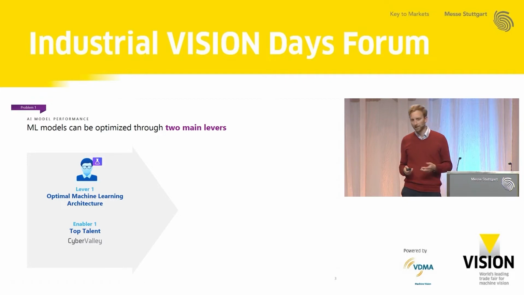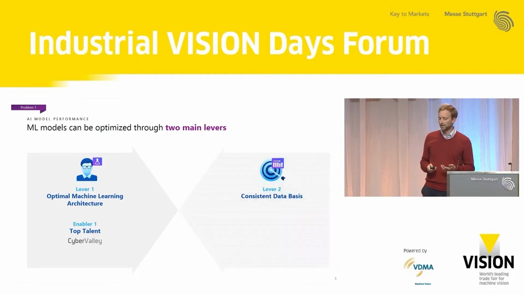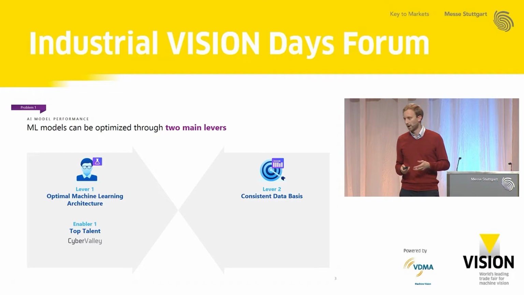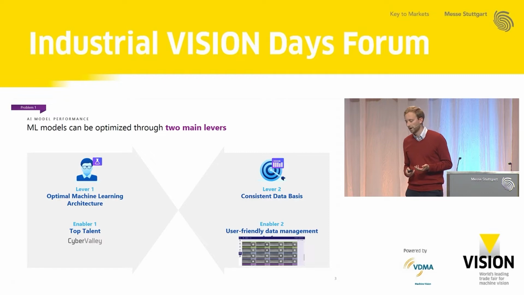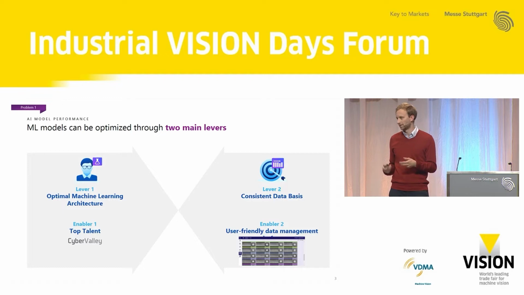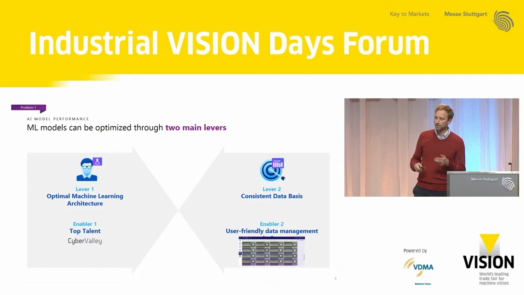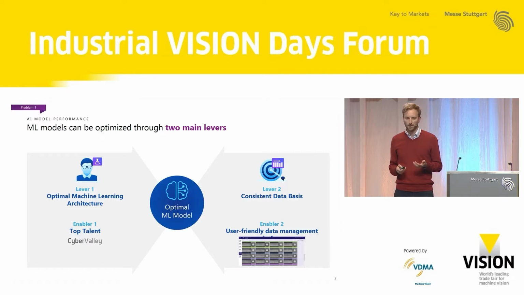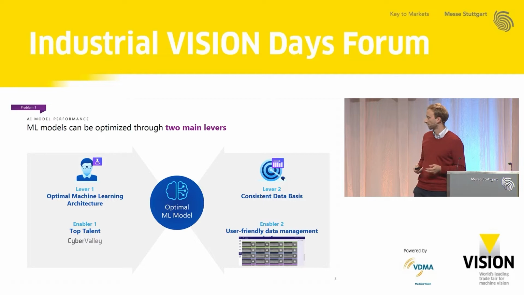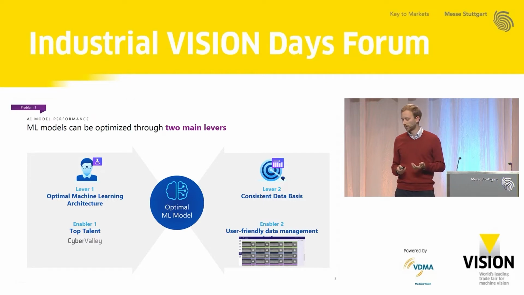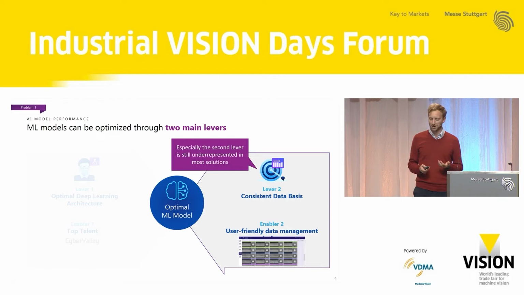And I guess the main enabler for this is that you have top talent. That's why we're located in the Cyber Valley. That's, for example, why 2 of my co-founders are actually professors in the area of machine learning. So I think we've got this one covered. But the second lever is equally as important, and that is that you have consistent databases. And the probably biggest enabler for that is that you have an efficient and user-friendly data management platform that helps you create this clean and consistent data set. And if you have both levers, you have all the ingredients to create an optimal machine learning model. And we believe that especially the second lever, the right-hand part, is a little bit overlooked and underrepresented. And obviously, we want to change that.